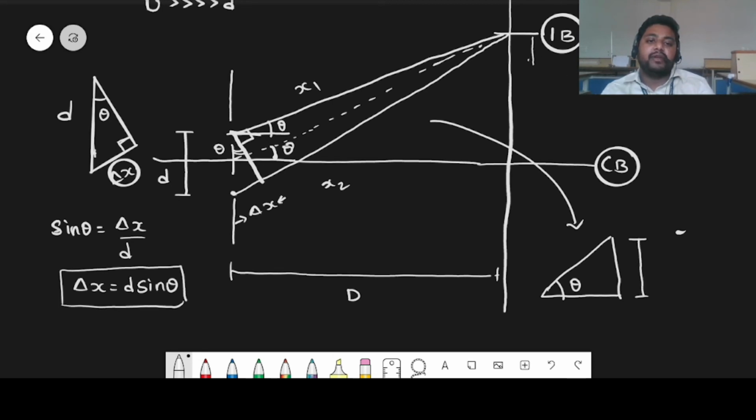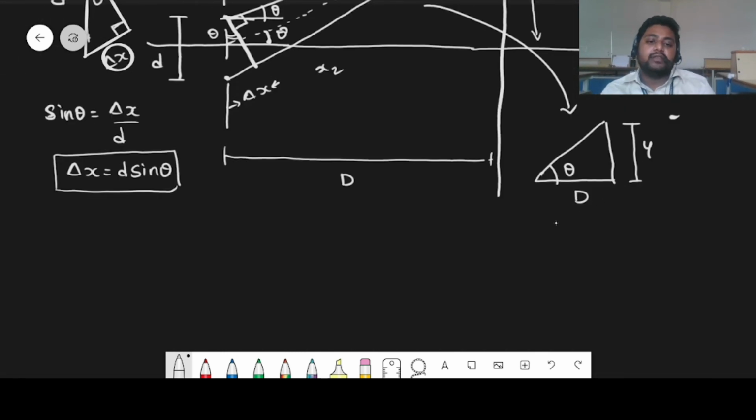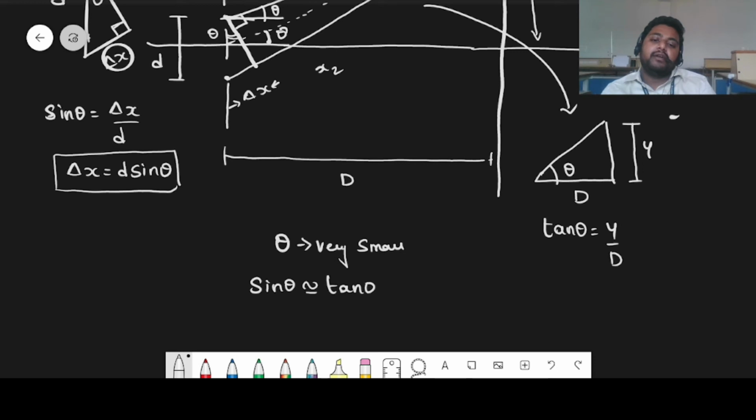This is the distance. Let's say the distance from here to here is taken as y. This is your y, and this is going to be capital D. From this expression, tan theta can be written as tan theta is equal to y by D. Now you know, if theta is very small, then sine theta is almost approximately equal to tan theta. And there is a limit. Theta should be less than or equal to 30 degrees.